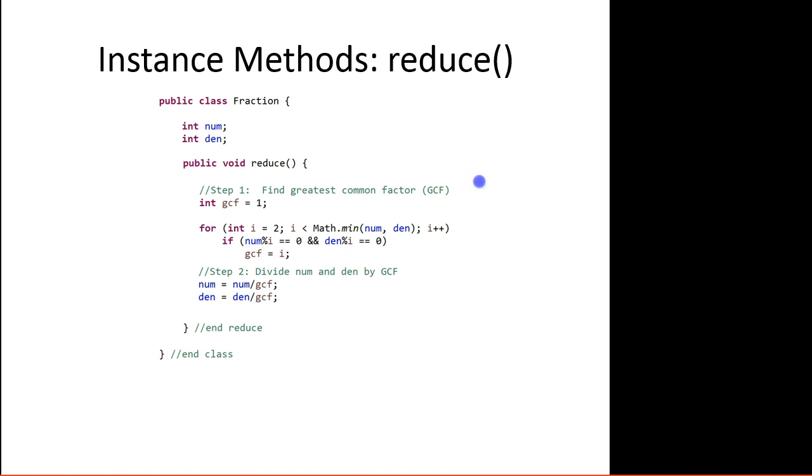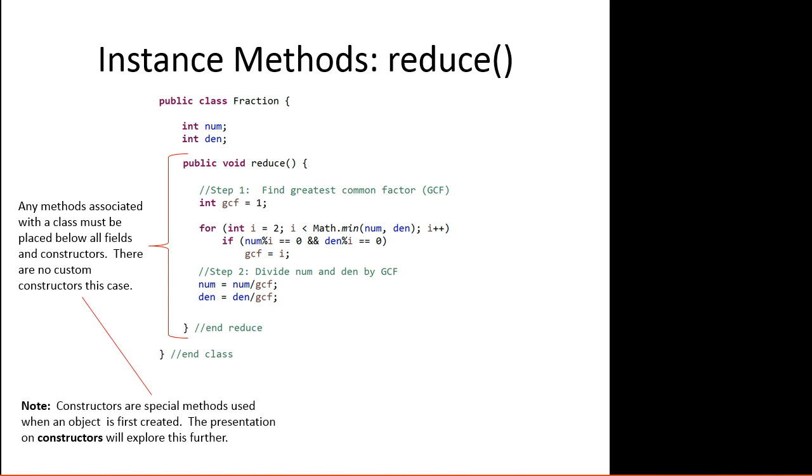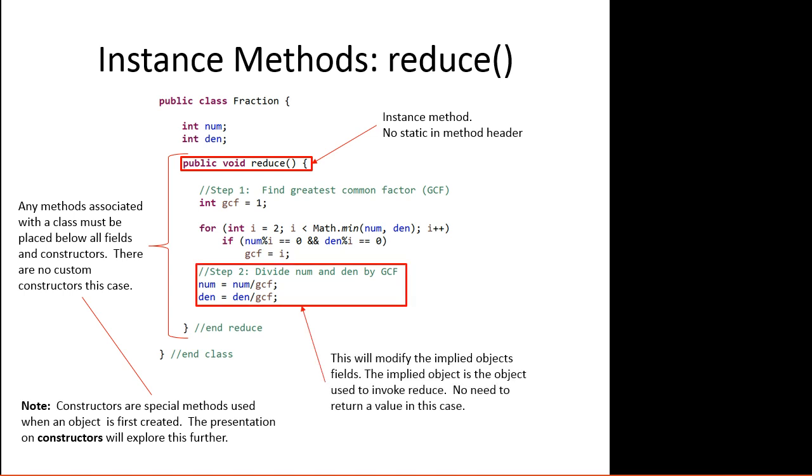Okay? A couple things to note. Any method associated with a class must be placed below all fields and constructors. There are no custom constructors in this case, so we're fine. Again, constructors are special methods used when an object is first created, and the presentation on constructors will explore this further. Instance method, no static in the method header. This will modify the implied object's field. The implied object is the object used to invoke reduce. No need to return a value in this case.